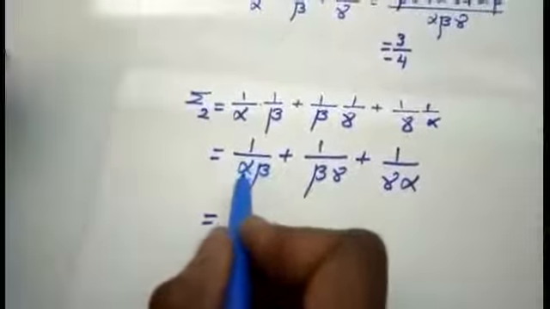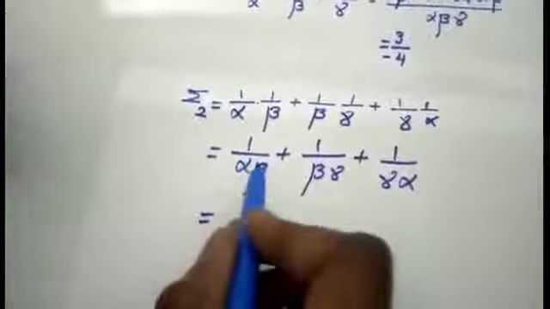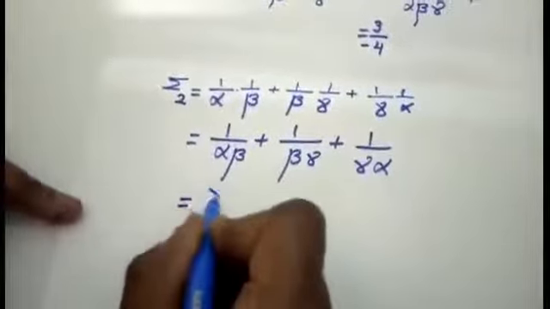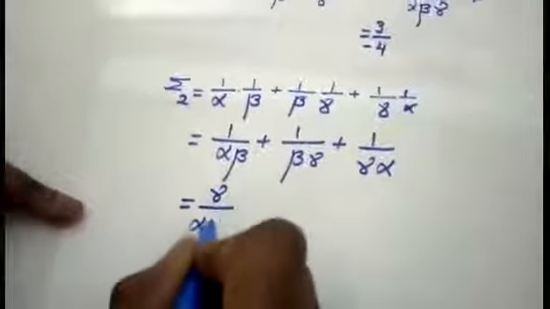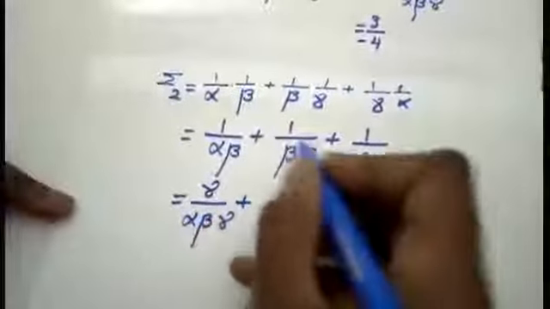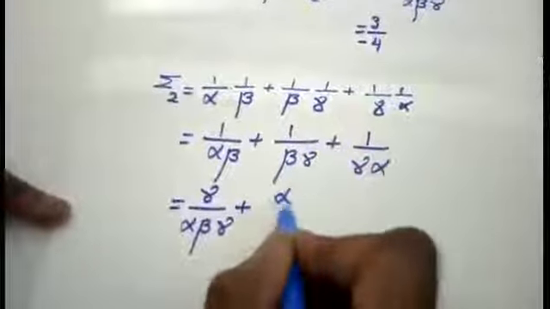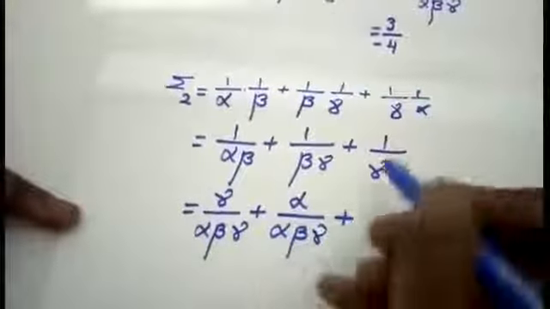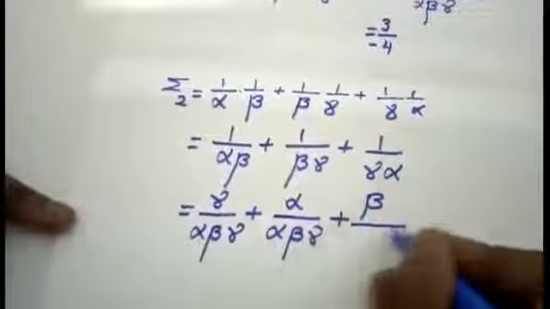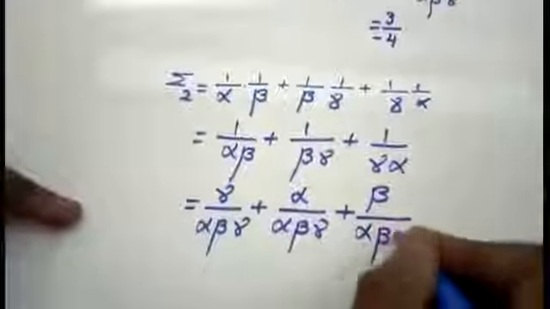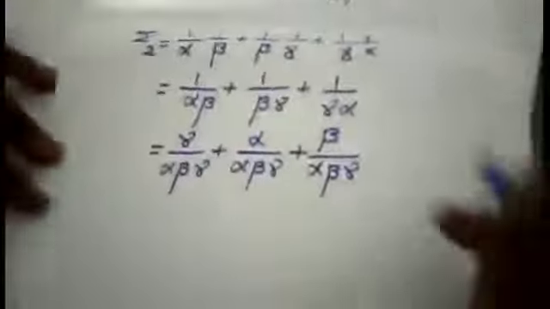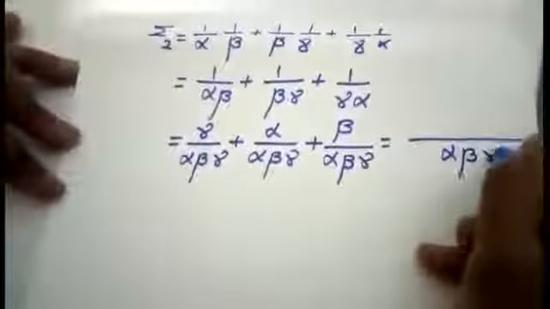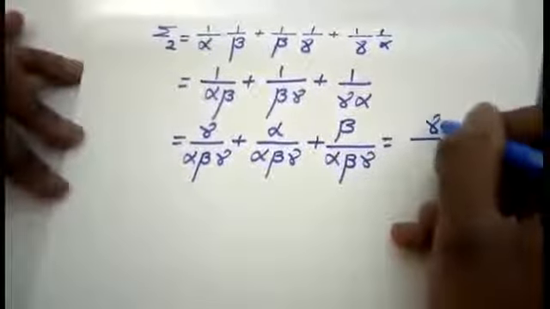I will do one step further. Which symbol is missing here? Alpha I have, beta I have, gamma is missing here. So divide and multiply by gamma. That is the actual procedure. Gamma divided by alpha, beta and gamma. Plus here alpha is missing, so divide and multiply by alpha, over alpha, beta and gamma. Here beta is missing, so beta divided by alpha, beta and gamma. I am writing in order. Now the denominator is the same, so I can write it one time: alpha, beta and gamma. The top one is gamma plus alpha plus beta.